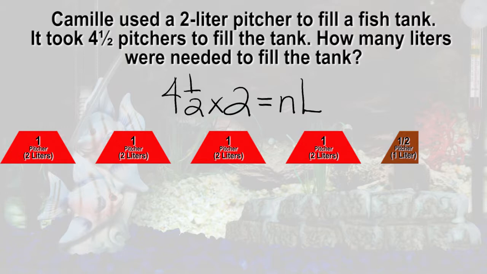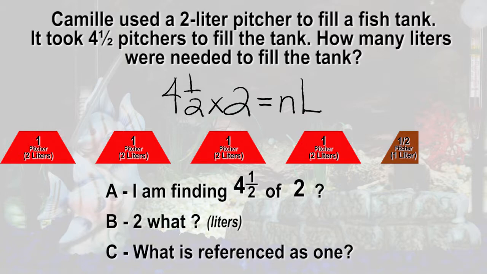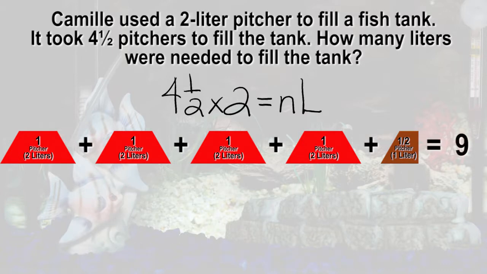To aid understanding, the following key questions should be answered. I am finding what of what? Or what is being iterated 4 1/2 times? 4 1/2 of 2. 2 what? Liters. What is referenced as 1? 1 liter. By adding the totals together, we get the answer of 9 liters.